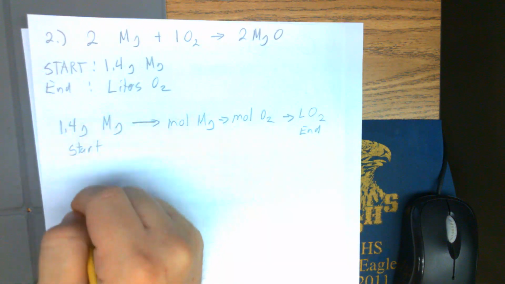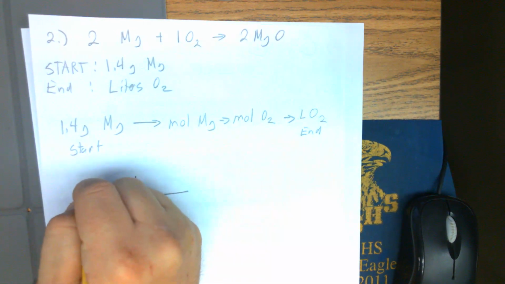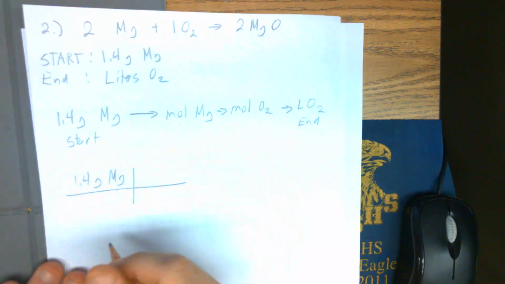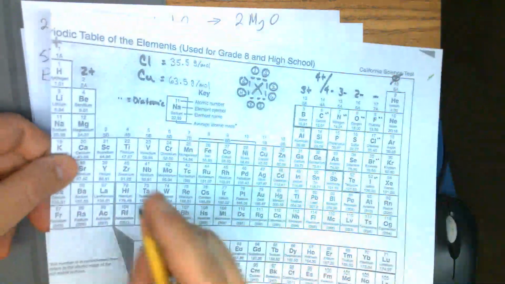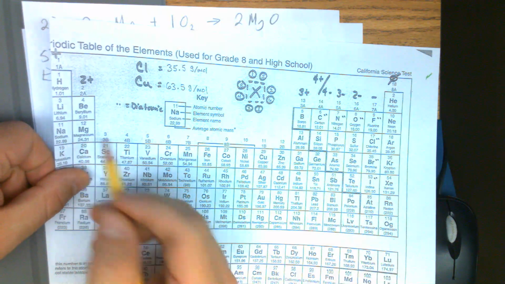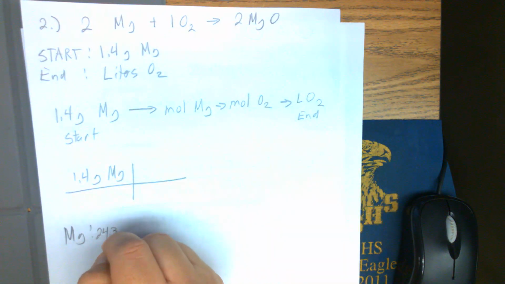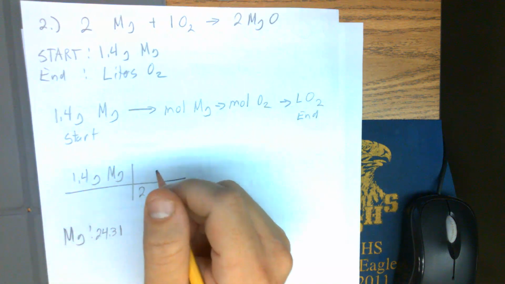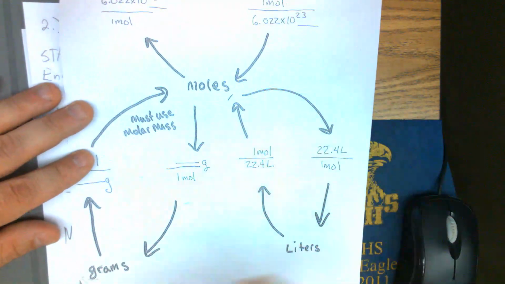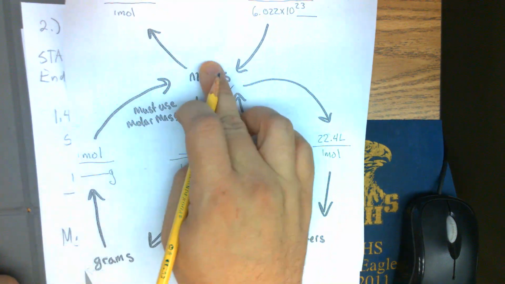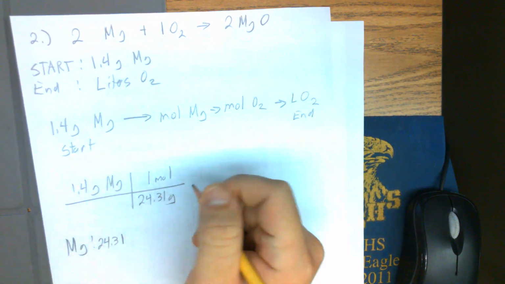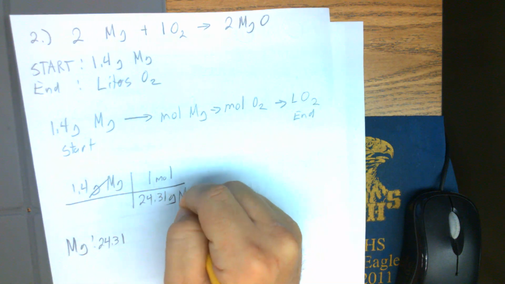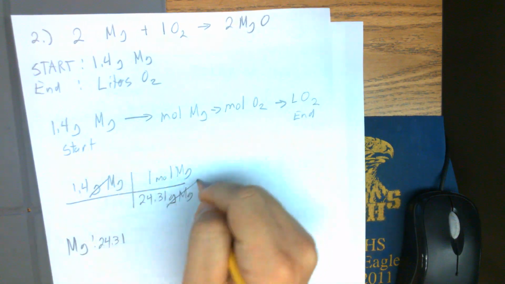We're going to take what we're given, 1.4 grams of magnesium, and then we know the magnesium has a mass of 24.31. Let's get a map. We're going grams to moles. Again, follow this. 1 mole over grams on the bottom. So 1 mole over 24.31 grams. So grams of magnesium and grams of magnesium would cancel out.